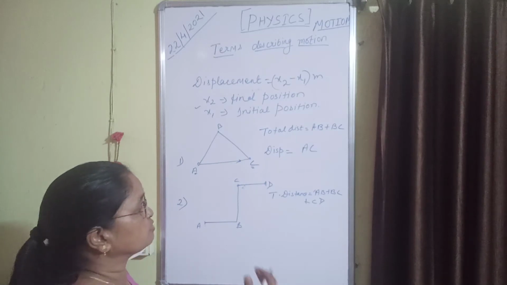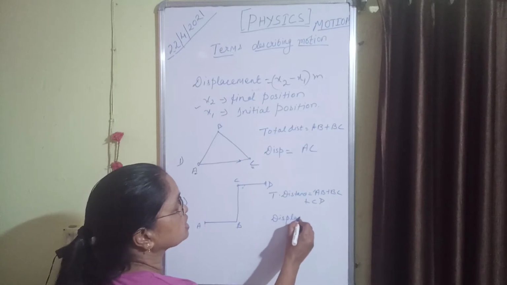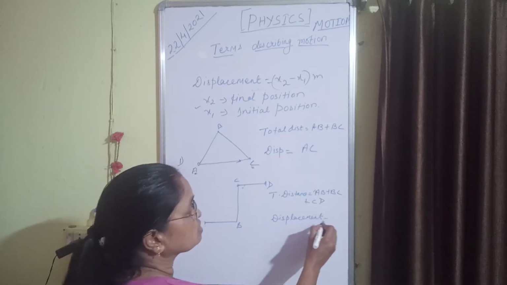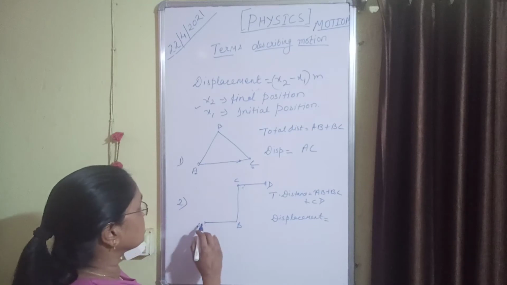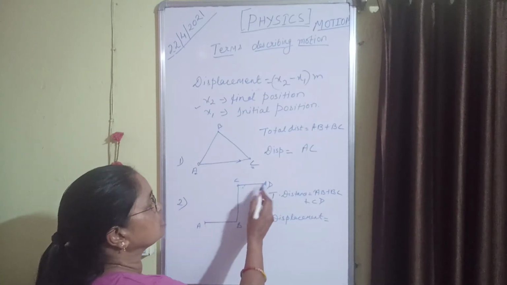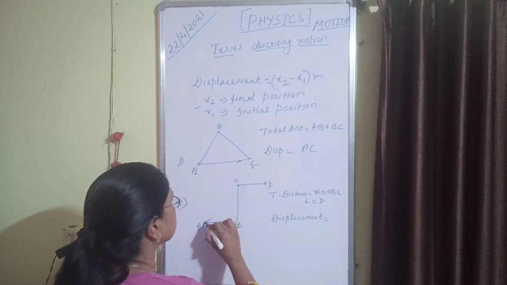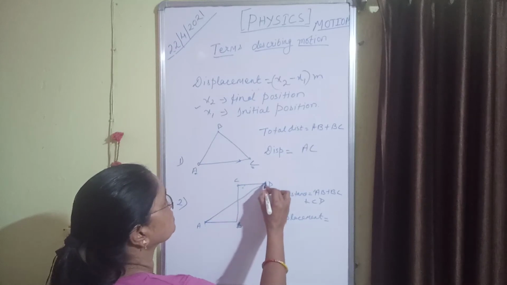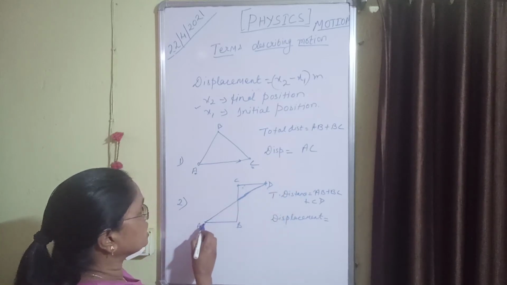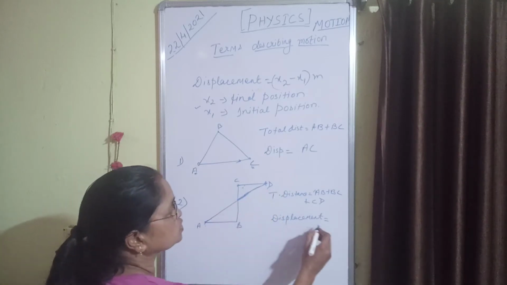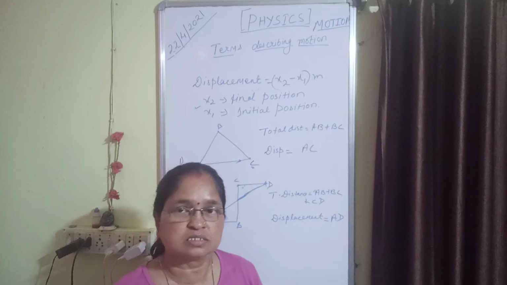But if we are going to find the displacement, again we have to take care that displacement is nothing but the shortest distance from the initial position to the final position. Our initial position is A, final position is D. The shortest distance between them will be the displacement. So if we directly draw the shortest distance from A to D, you are getting initial to final, AD. So displacement will be AD. So like this, students, we are finding the shortest distance.